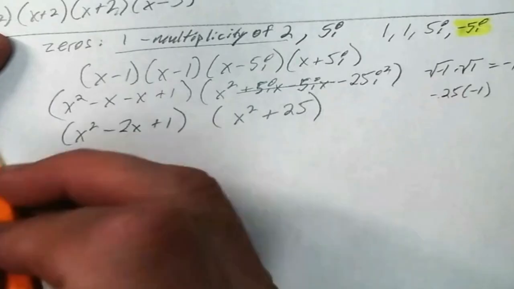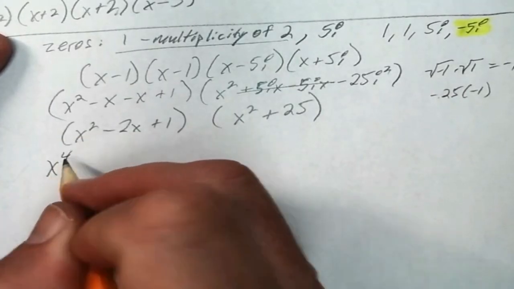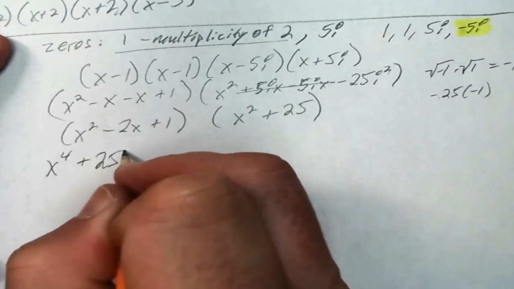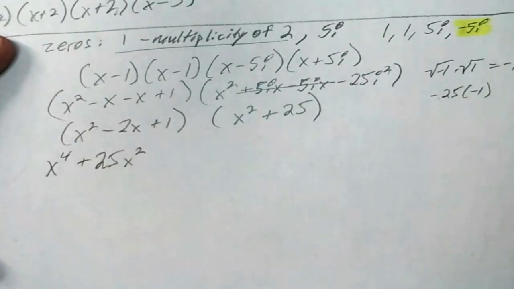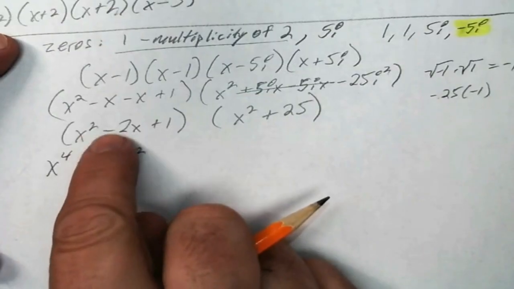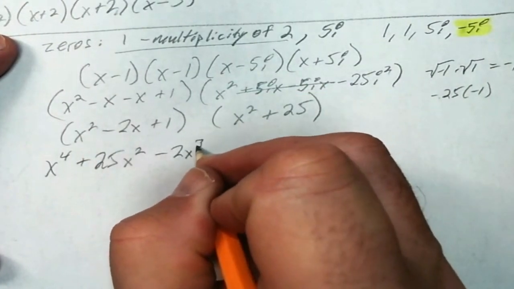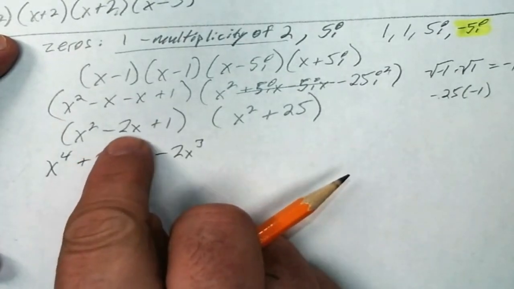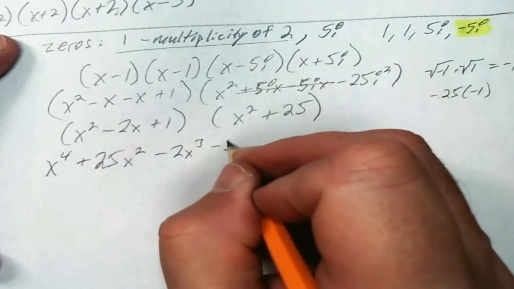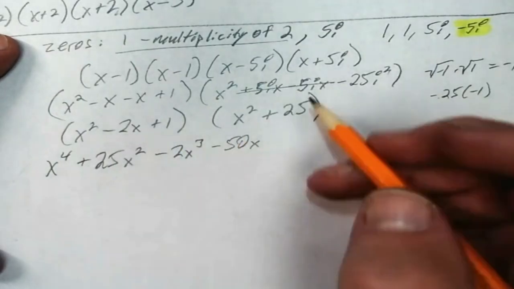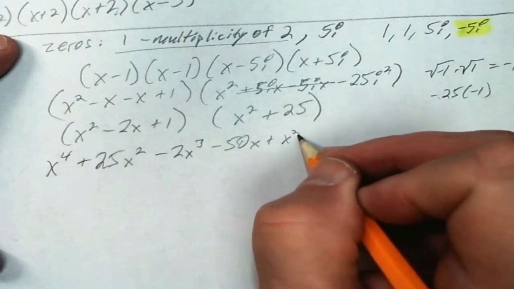x squared times x squared is x to the fourth. x squared times 25 is 25x squared. Now the second term, -2x times x squared is -2x to the third. -2x times 25 is -50x. Then just take 1 times both of those, so that'd be x squared plus 25.